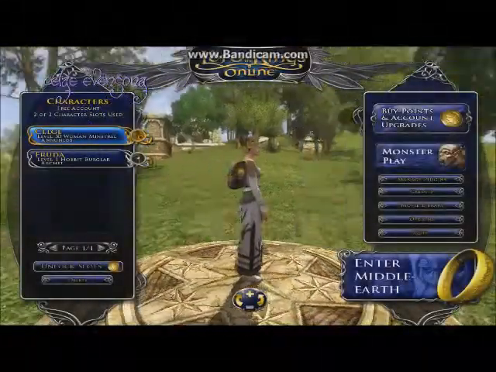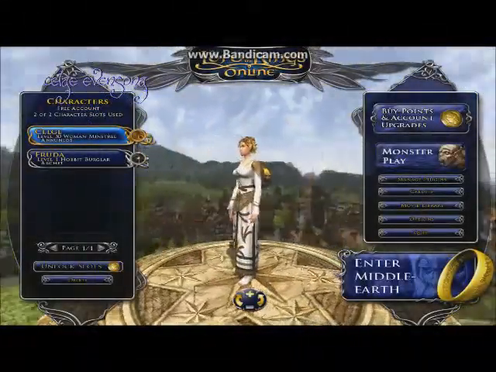This is my character Selch Evensong on the server Laurelin. Selch is a member of the Coursera kinship.